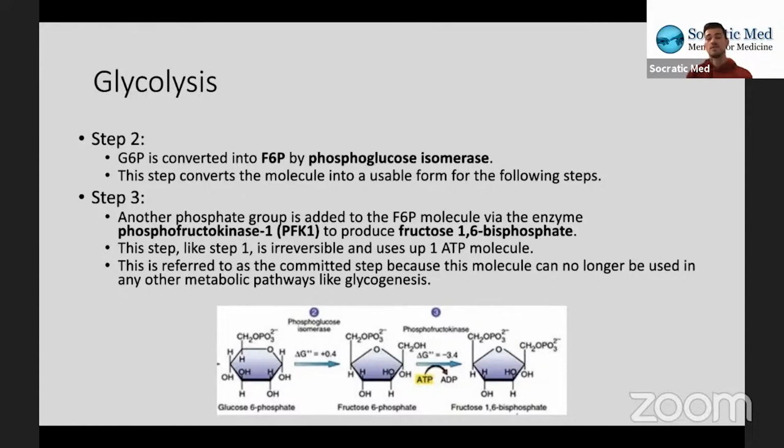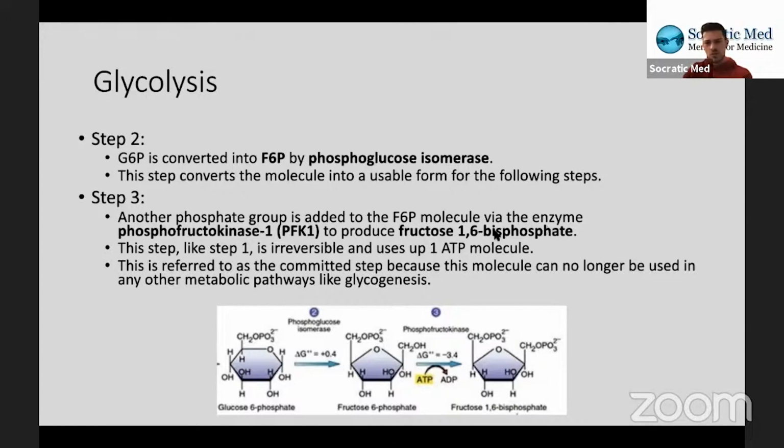And this is referred to as the committed step because this molecule can no longer be used in any other metabolic pathways like glycogenesis. So we saw step 1, hexokinase turned glucose into G6P. That's irreversible, but it's not considered a committed step because that G6P can still be used in other pathways, like we talked about, like glycogenesis. Once that molecule touches PFK1 and turns into fructose 1,6-bisphosphate, that is the committed step. This molecule is going to go down glycolysis, whether it likes it or not.